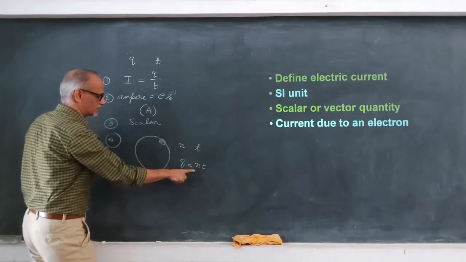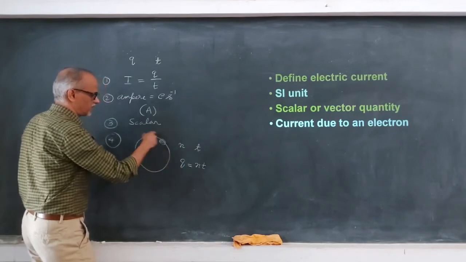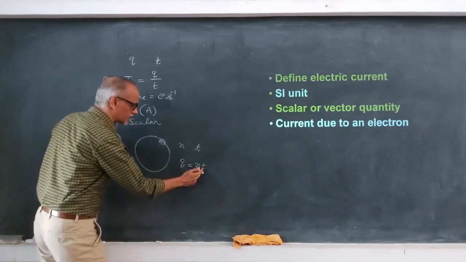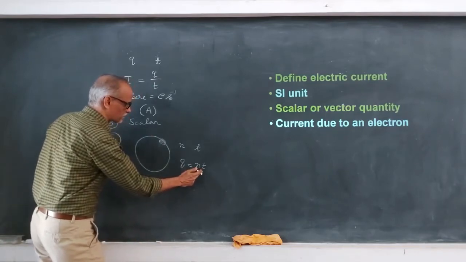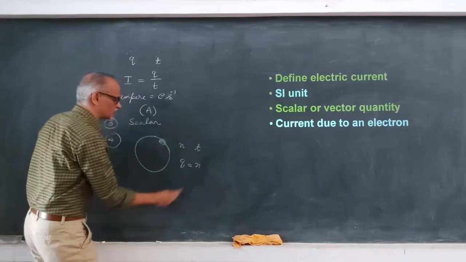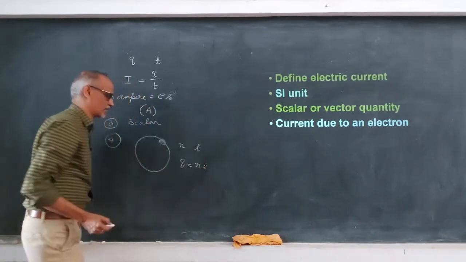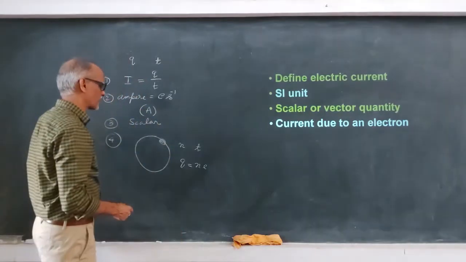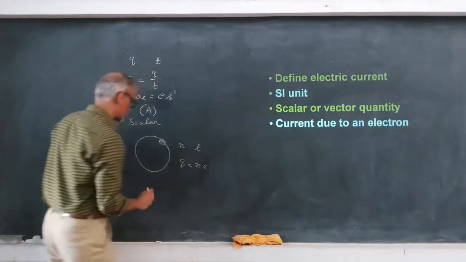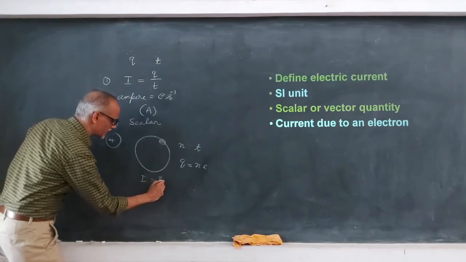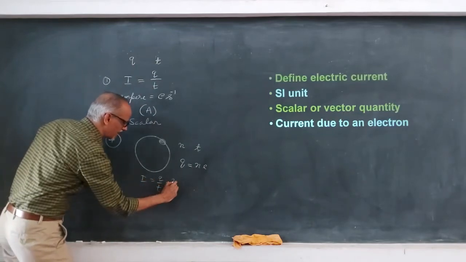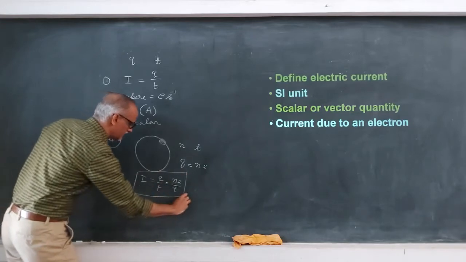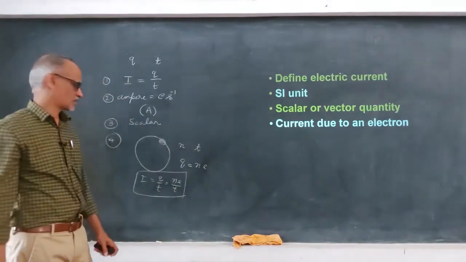So n revolutions in a time t second. The total charge will be n into the charge of the electron, where e is the charge of the electron. So how do we define current now? Current is given by I is equal to q by t, and that q is nothing but n into e by t. So this is the formula to find the current due to a revolving electron.